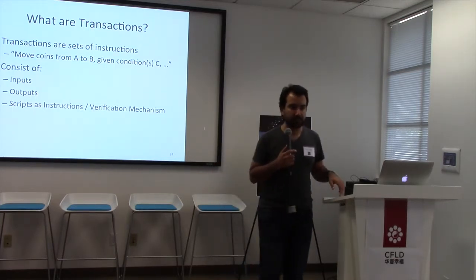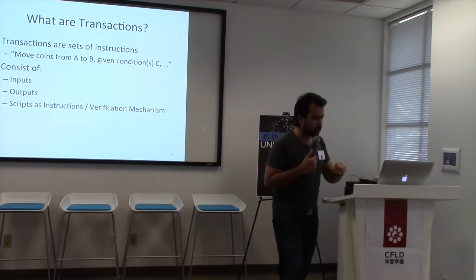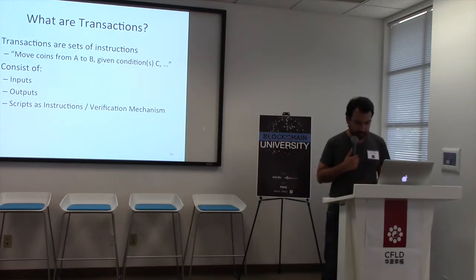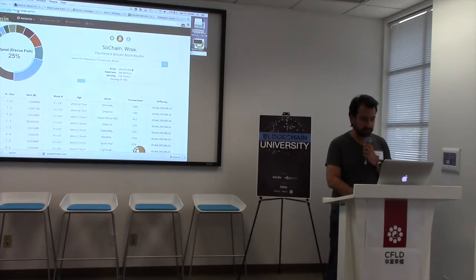Yes? So for the set of outputs, it does specify the public addresses that you would need to have the private key for. And there's just one script for all of the outputs? Right, the question is, the script specifies what address is supposed to spend those coins.